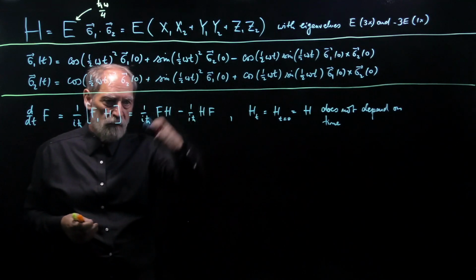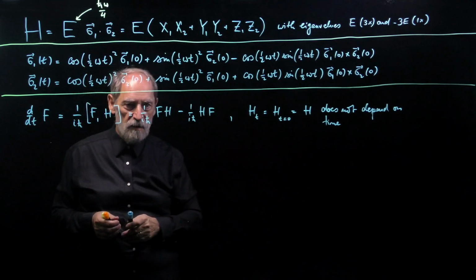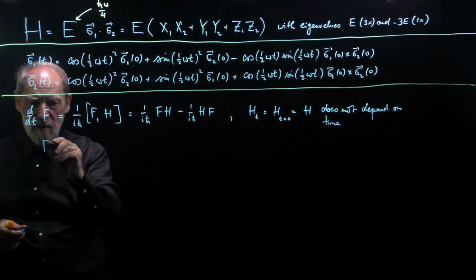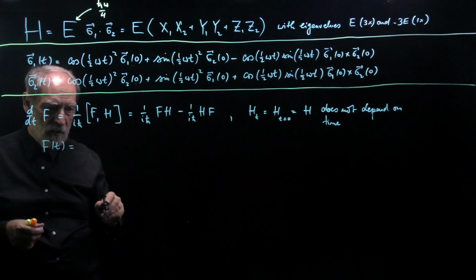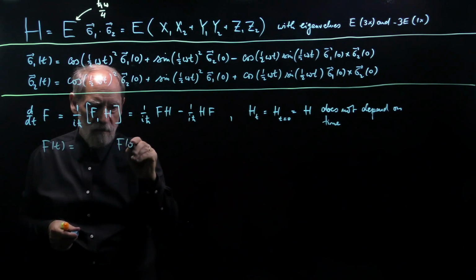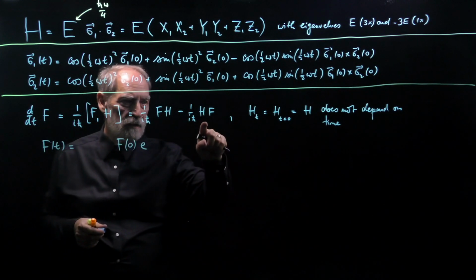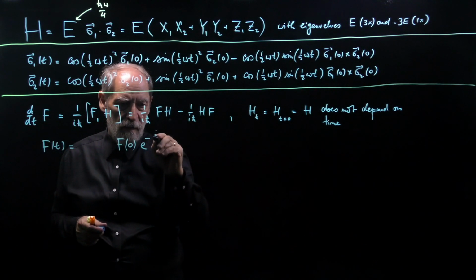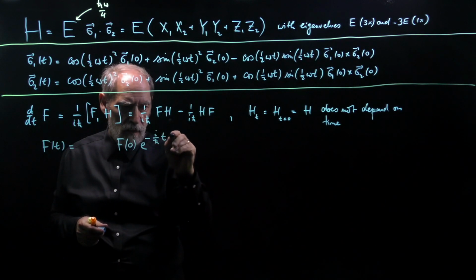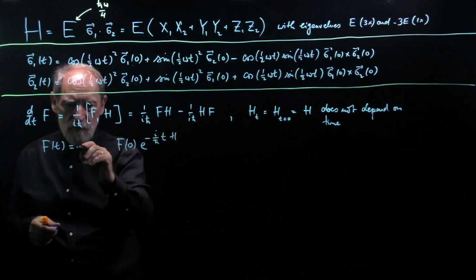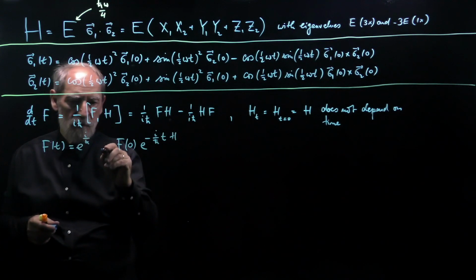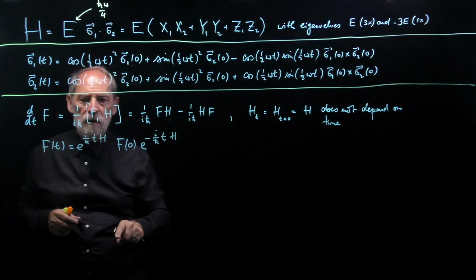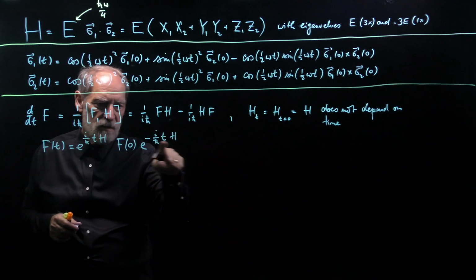What I want to point out, however, is since H itself does not depend on time, there is a formal solution to this expression, which says that F at t is equal to F at 0. And now we have on the right minus i divided by h bar, H t. And on the left, we have e to the i divided by h bar, t times H. And why is that so? Well, it's important here that the H does not depend on time.